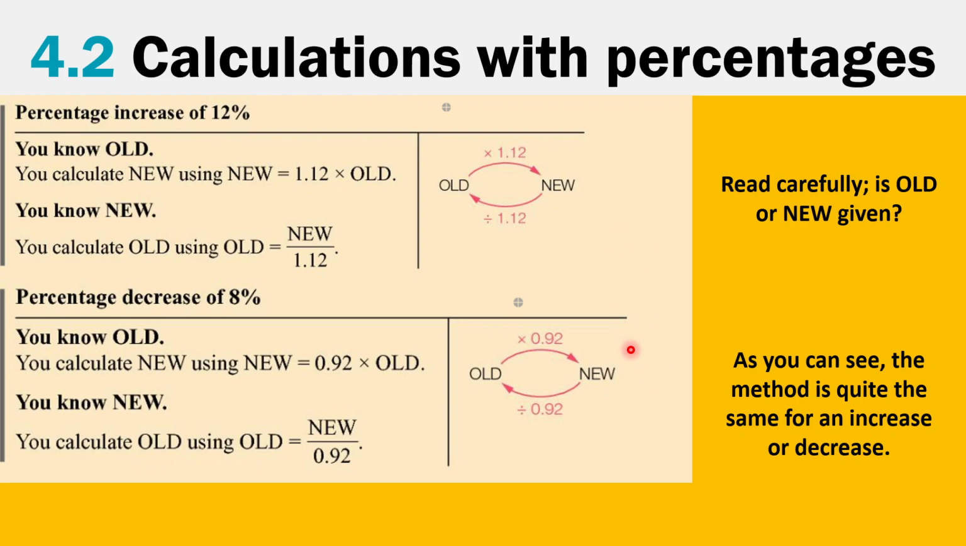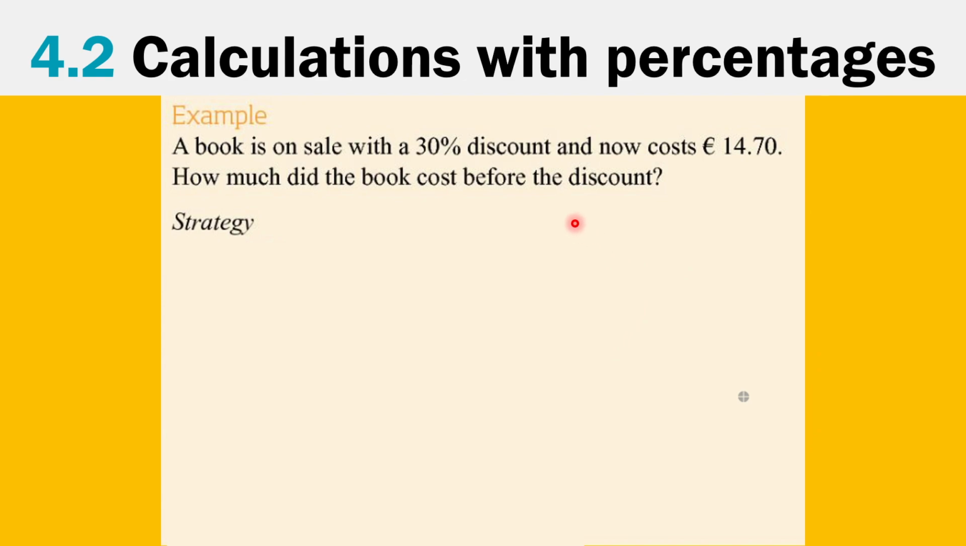Okay? Let's take a look at an example. A book is on sale with 30% discount and now costs €14.70. How much did the book cost before the discount? Okay. Well, you can use this strategy. If I have a 30% discount, 100 minus 30 is 70%. Divided by 100 is 0.7.